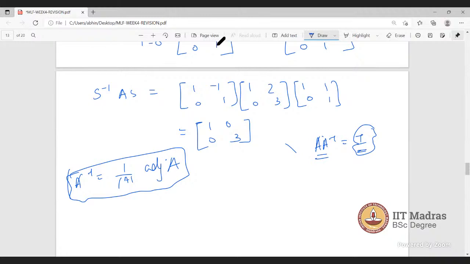Sir, I have one question. Whenever a diagonalized matrix is given with the eigenvalues, will it always be given in matrix format? Whenever diagonalization is asked, most of the times it will be in matrix format.